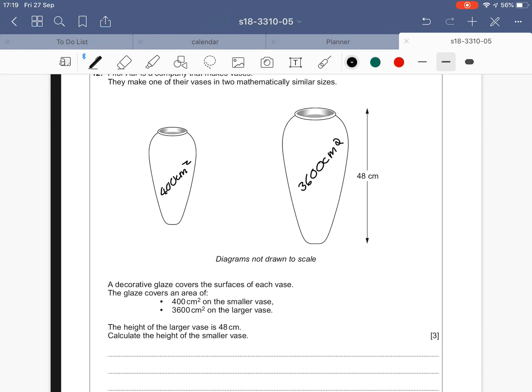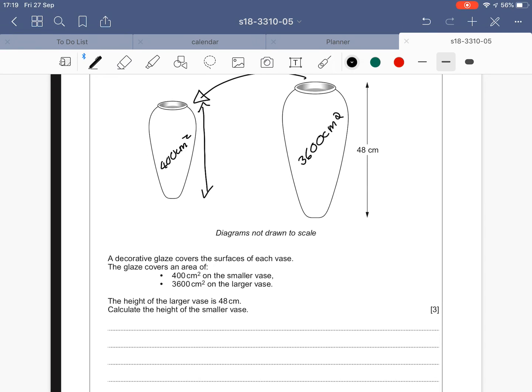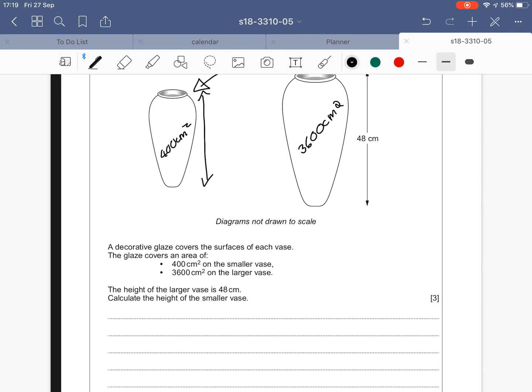So when we go in similar shapes, you want to ask, what's my multiplier? How do I go from this height to 48? Now the thing we're using in this is the surface areas. So how do I go from 3,600 centimeters squared to 400 centimeters squared? You can see that it's by 9. I just need to divide those two, and I get 9. So my multiplier for area is 9.